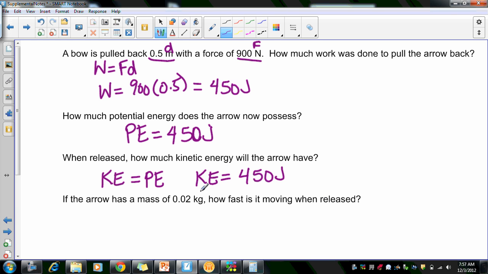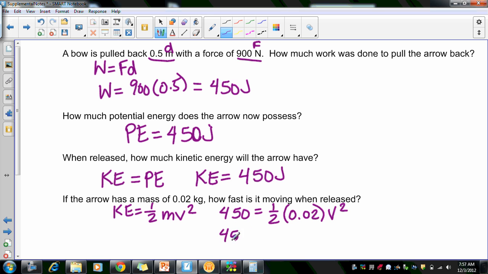Well, if we know kinetic energy, we can find how fast using the kinetic energy equation. So KE equals 1/2 mv squared. Our kinetic energy is 450 joules. We have 1/2 times m, where the mass is 0.02, and we're solving for the velocity. So what we need to do, first we can combine these two, right? So 450 equals 0.01, half of 0.02 is 0.01, times v squared.